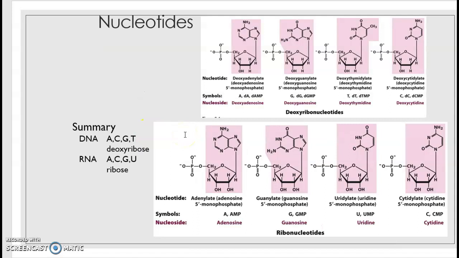The different types of nucleotides have different combinations of deoxyribose or ribose with the different nitrogen bases in order to make DNA. Remember that in DNA we have adenine, cytosine, guanine, and thymine, while in RNA we have adenine, cytosine, guanine, and instead of thymine we have uracil.